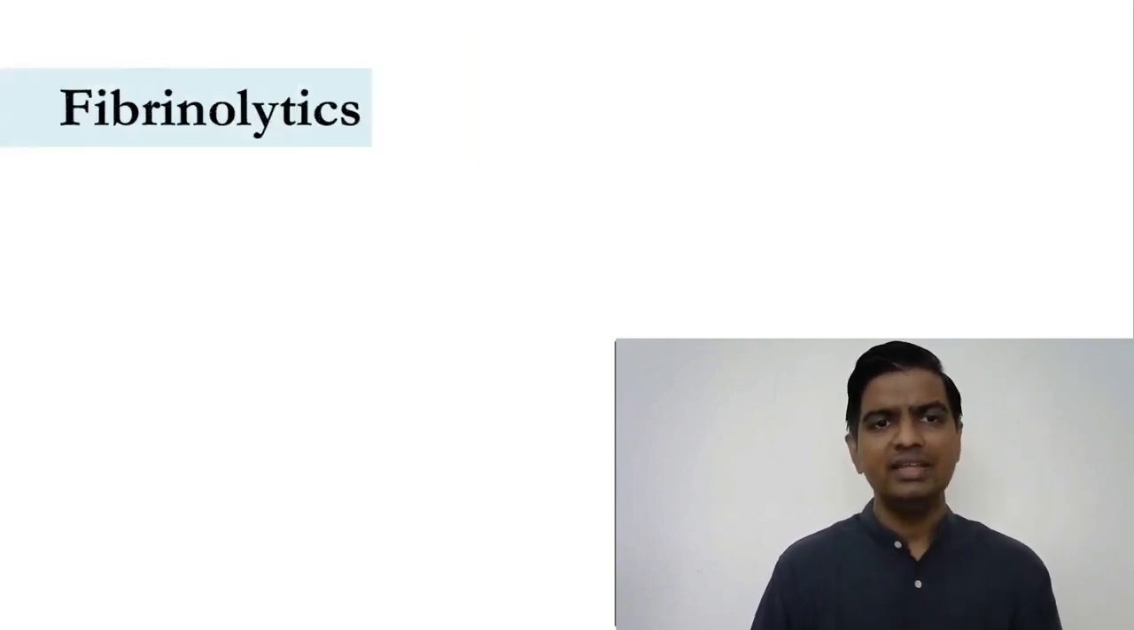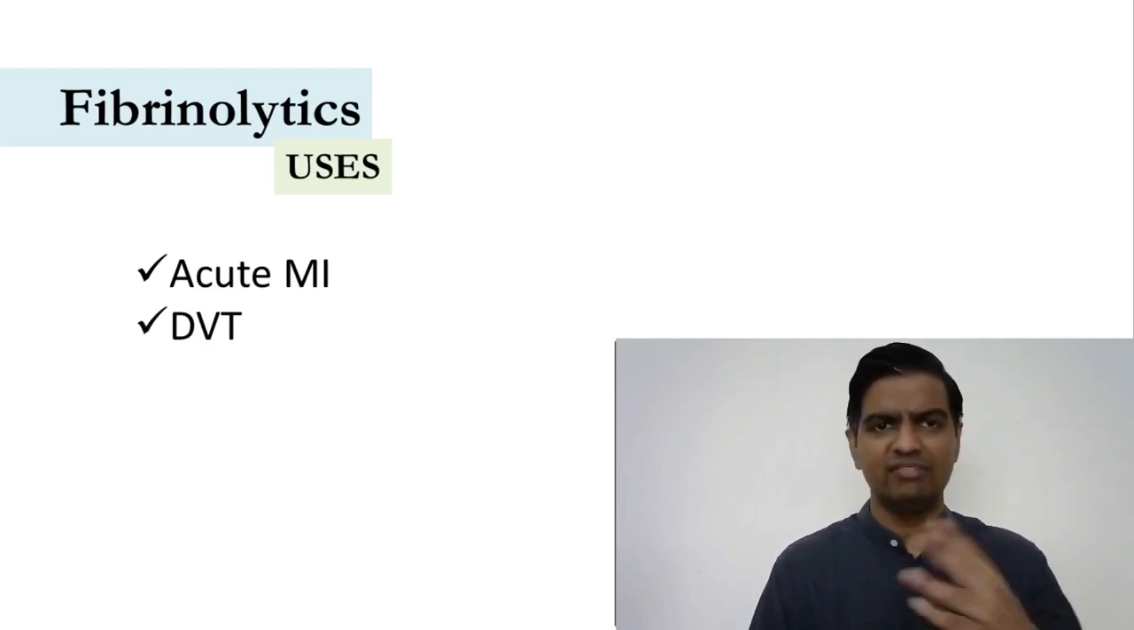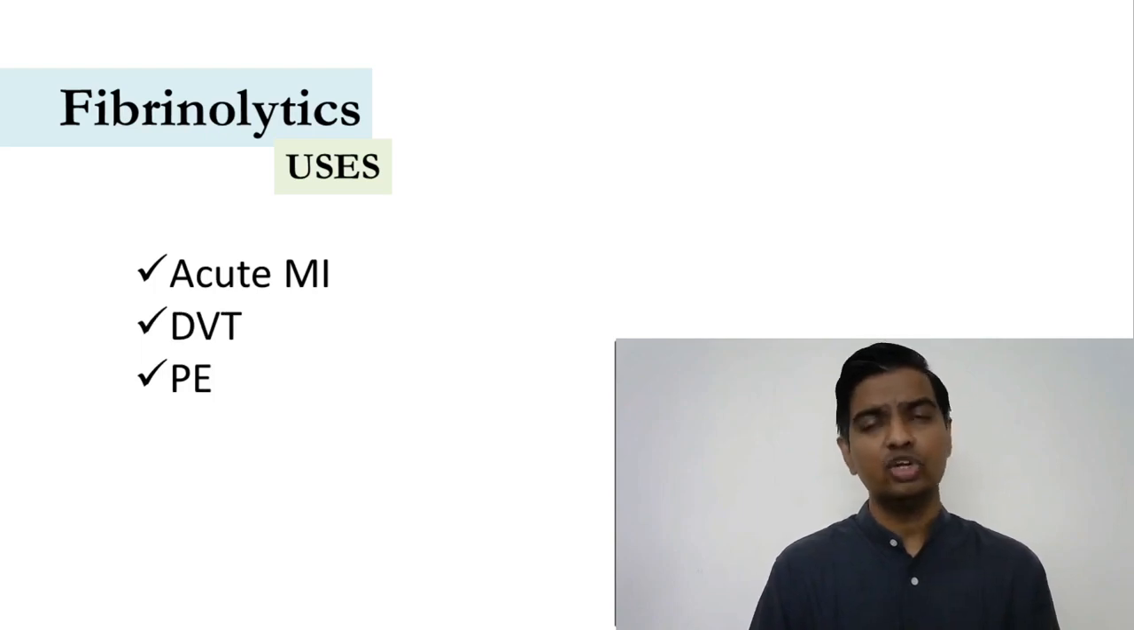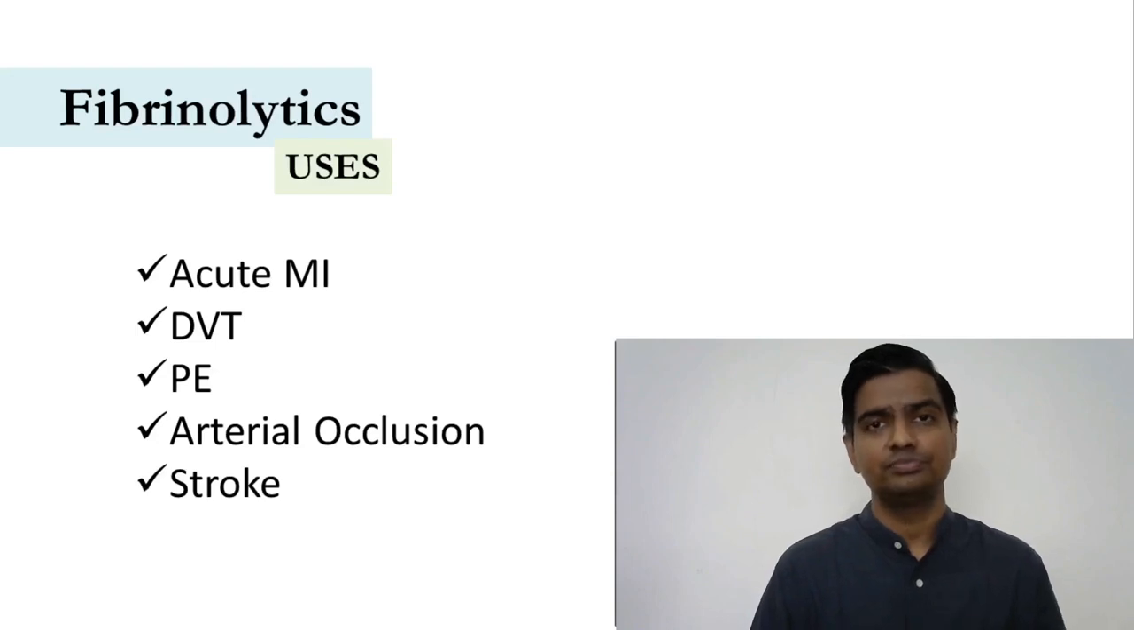Easy. Let me help you out with the uses of fibrinolytics, because that is something they can ask you. You want to open up the blood clot in case of myocardial infarction? Of course, yes, give it. You want to remove that clot from the leg veins in case of DVT? Give fibrinolytics. You want to remove the clots present in someone's lungs who is suffering from pulmonary embolism? Give fibrinolytics. If somebody's arteries have been blocked because of some reason by a blood clot, give fibrinolytics. And even in stroke, you can give fibrinolytics.